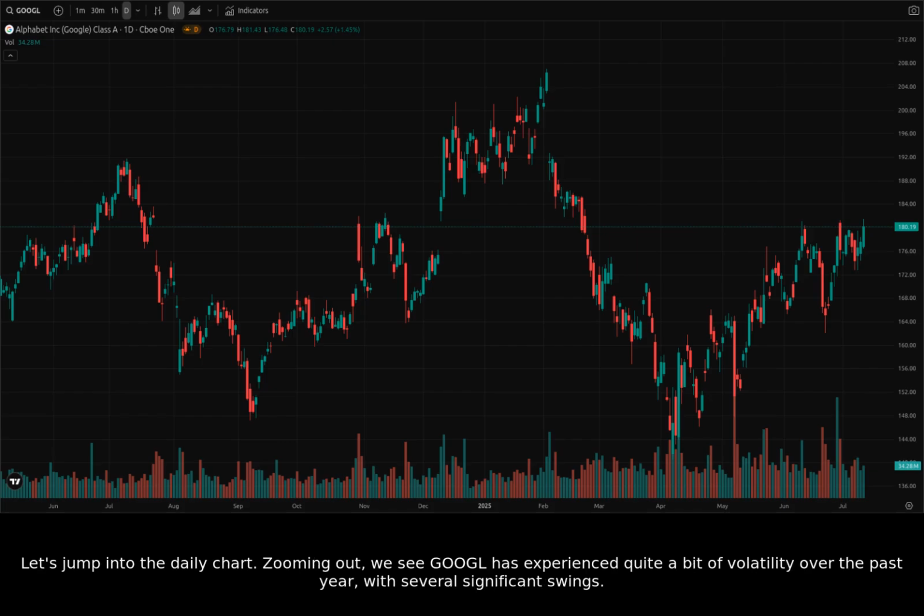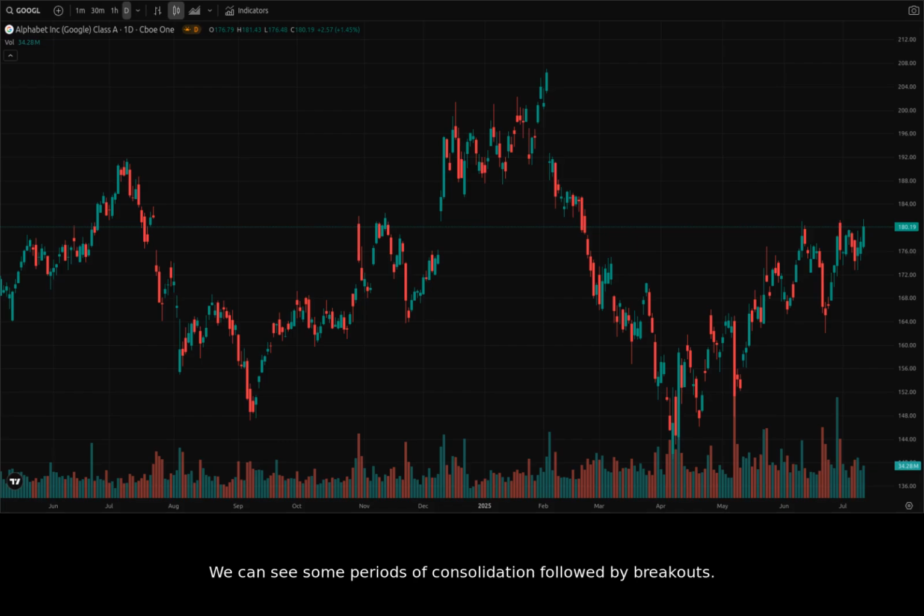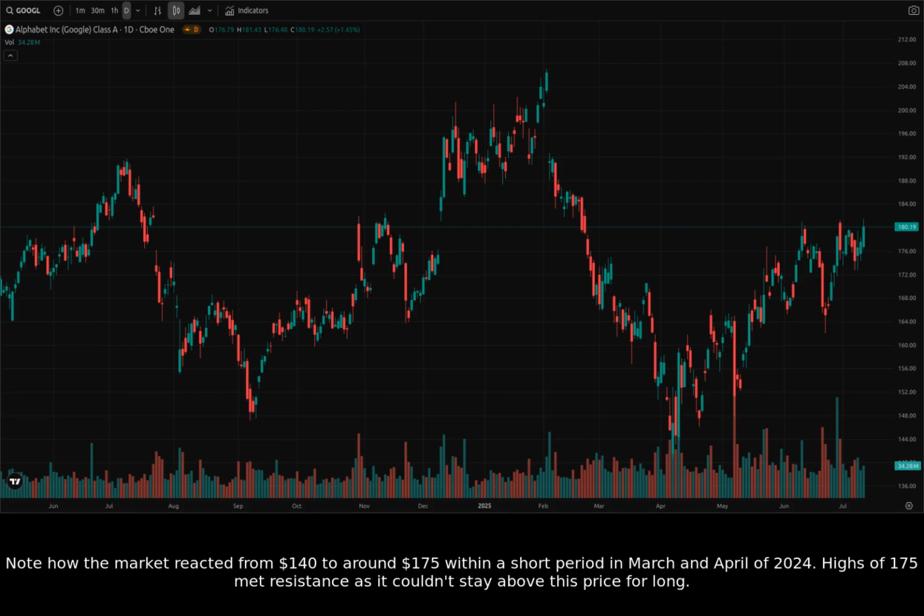Let's jump into the daily chart. Zooming out, we see Google has experienced quite a bit of volatility over the past year, with several significant swings. We can see some periods of consolidation followed by breakouts. Note how the market reacted from $140 to around $175 within a short period in March and April of 2024. Highs of $175 met resistance, as it couldn't stay above this price for long.